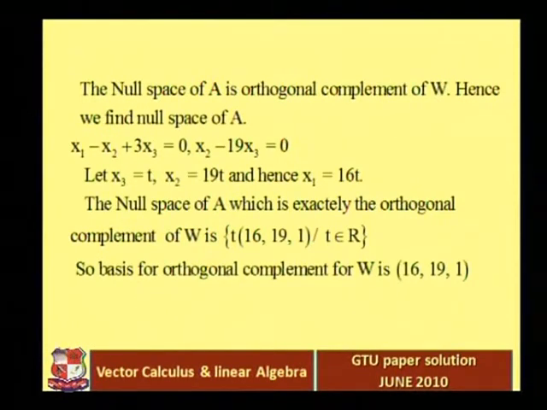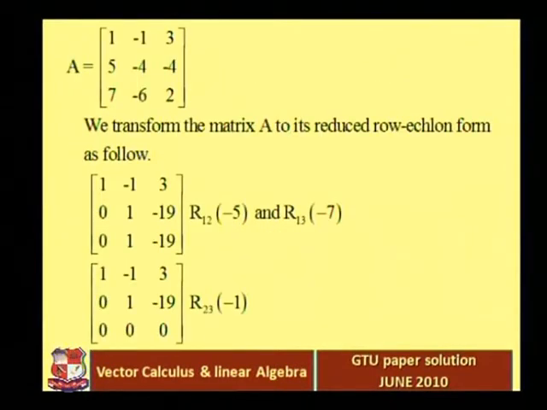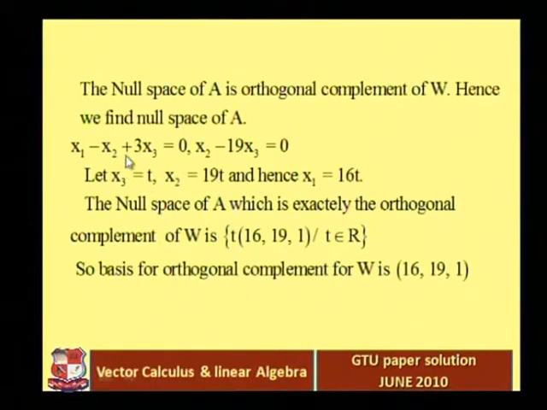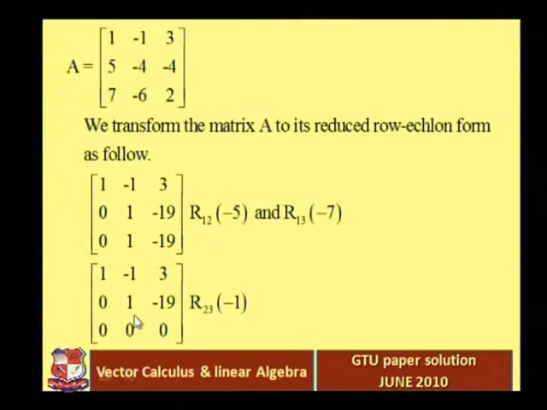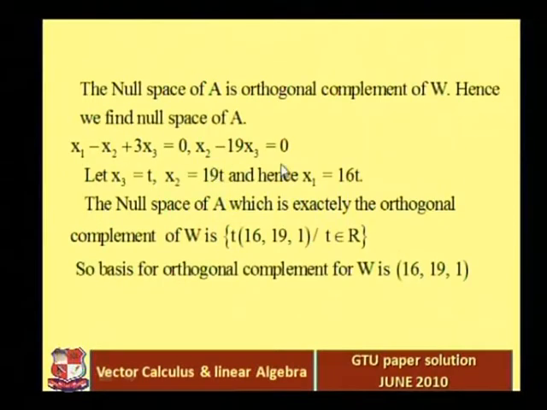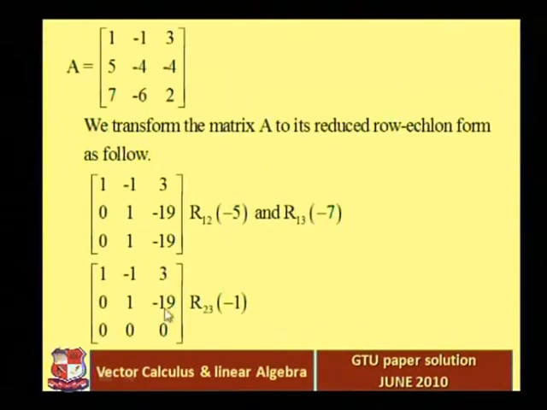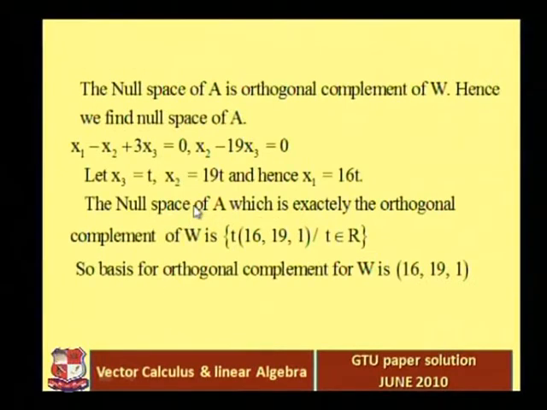Just try to find the null space. The null space of A is the orthogonal complement of W, so that's why we want to find the null space of the given matrix. From this matrix you will get the first equation x1 minus x2 plus 3x3 is 0, and the second row x2 minus 19x3 is equal to 0. In the third column you don't have any leading entry. The first column has a leading entry, the second column has a leading entry, the third column doesn't, so we have to suppose x3 is equal to t.